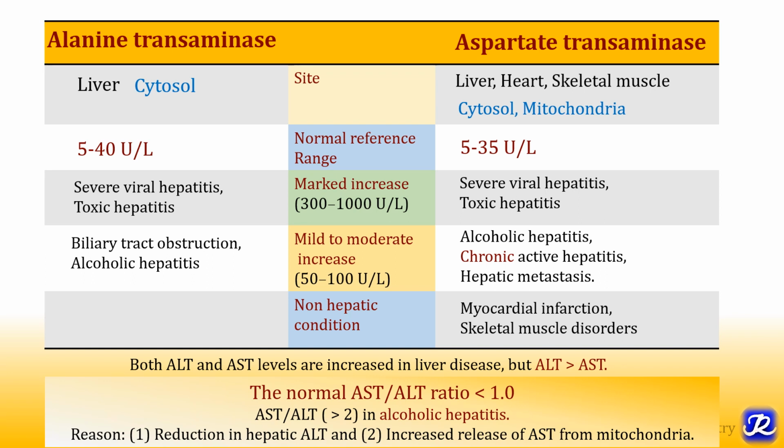What happens? Alcohol is a mitochondrial poison. So, in the alcoholic condition, there is more release of AST from the mitochondria, and that's why in alcoholic hepatitis, the increase in AST level is more than ALT, and that's why that ratio becomes more than 2.